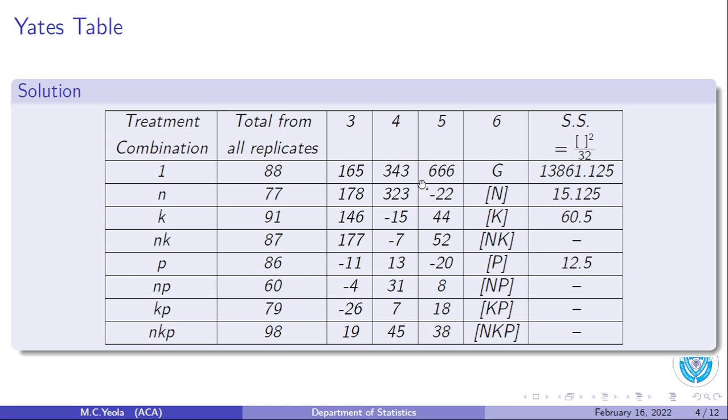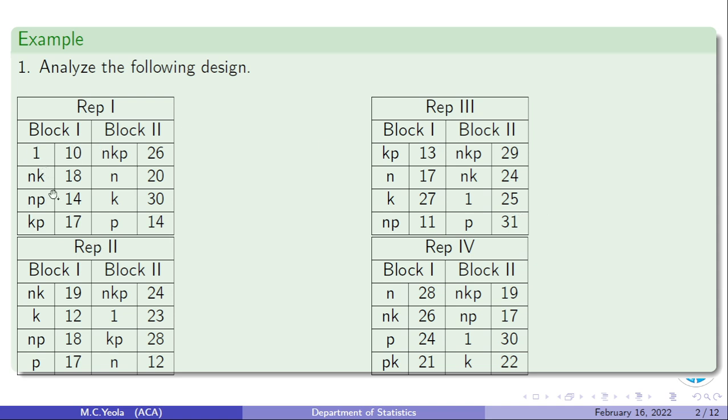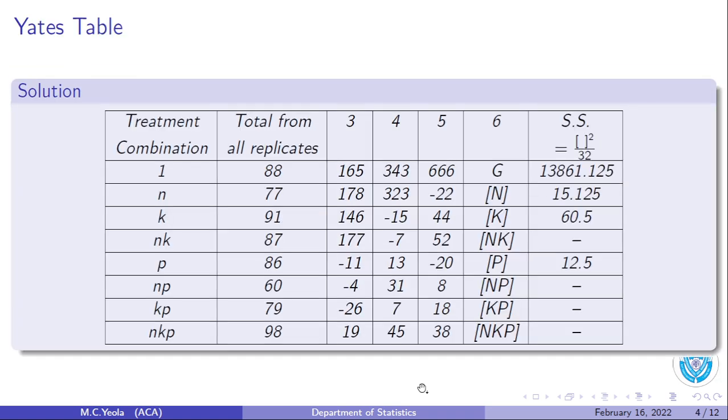Whatever we get here, this first value we call G. G is the grand total, meaning the total of all the observations. Capital N is the corresponding treatment combination, whose total we are having here. Then we obtain the sum of squares here. So bracket square means the square of this divided by 32. Why 32? Because we are having 8 observations here, and such 4 replicates, so 32 observations. Because of that we divide by 32.